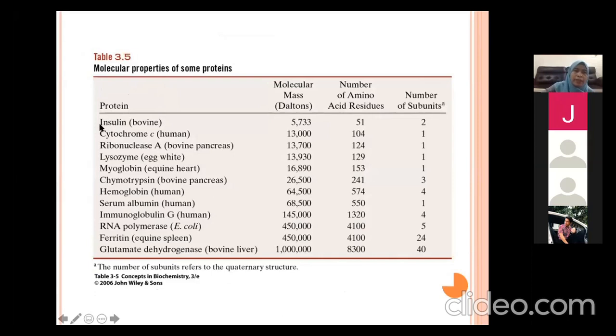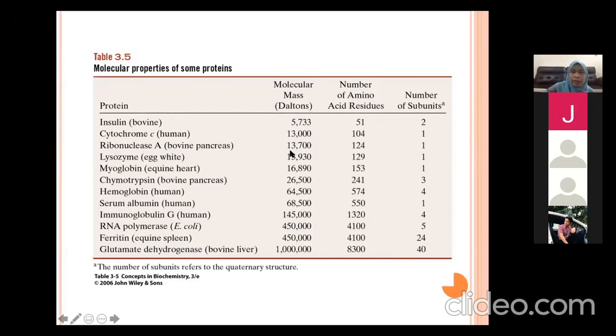So this is the example. For example, we have insulin from bovine. The molecular mass, the weight of the protein, will be 5,733 daltons, which is equivalent to 5.7 kilodalton. For cytochrome C from human, it is 13,000, that means 13 kilodalton.